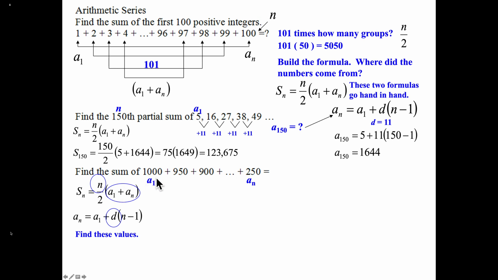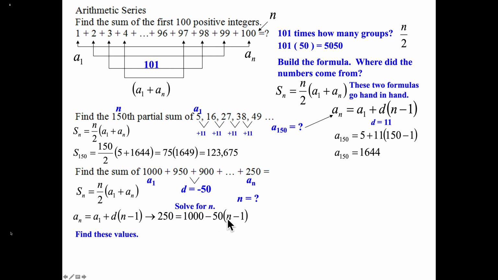So let's see. I can find the difference. 950 minus 1,000, that's a negative 50. So now we are counting down. So this d can be negative. That's okay. So I have the first term. I have the d value. I don't know what the n is, but I do know what a sub n is. It's 250. So 250 is equal to, that's the a sub n. We don't know the n value yet. That's okay. Is equal to the first term 1,000, not plus d, but now minus 50, because it was negative, times n minus 1.